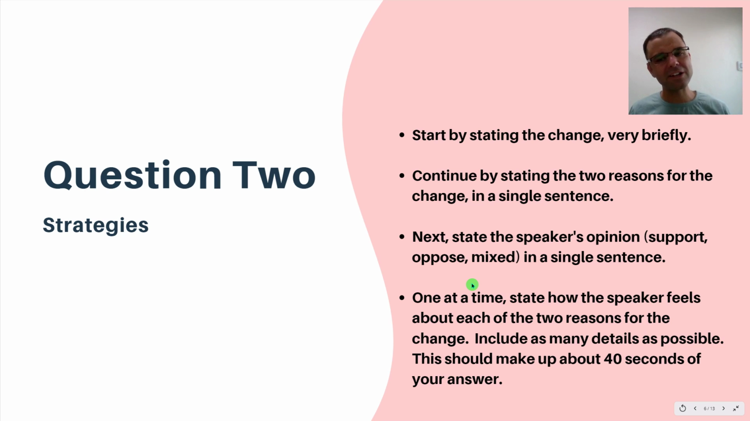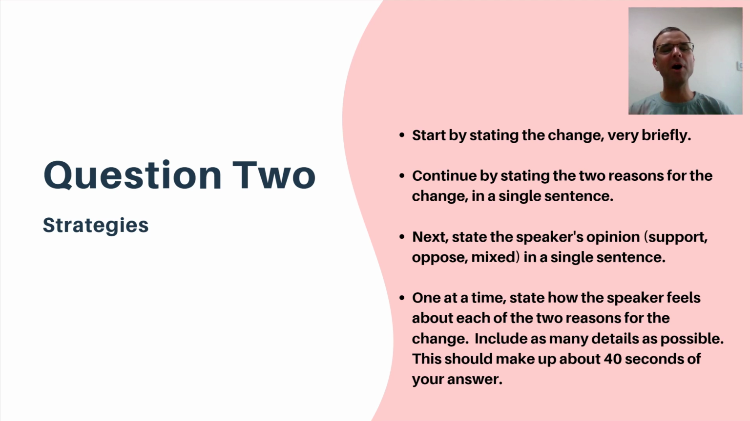Some basic strategies for answering this one. Start by stating what the change is very, very briefly. Continue by stating the 2 reasons for the change, which are in the reading. Do that in just 1 sentence. After that, state the speaker's opinion of the change, whether they support it, oppose it, or have a mixed opinion on it, using just 1 sentence.